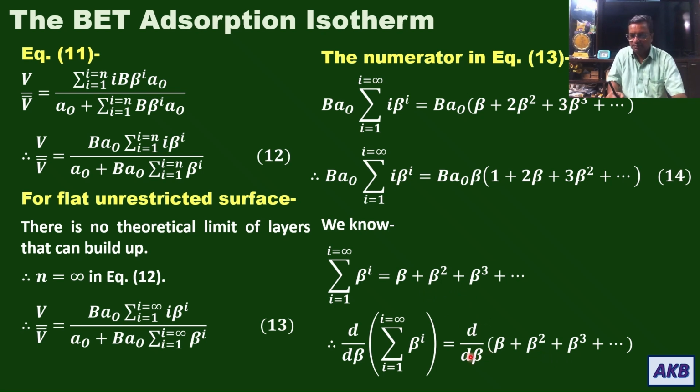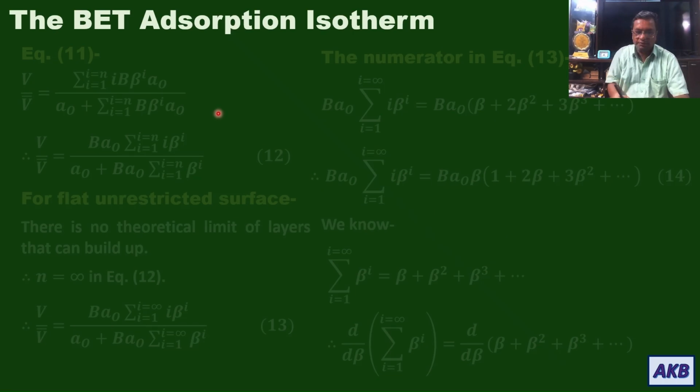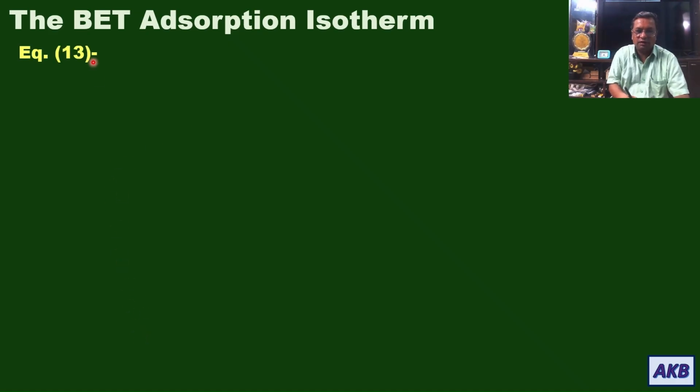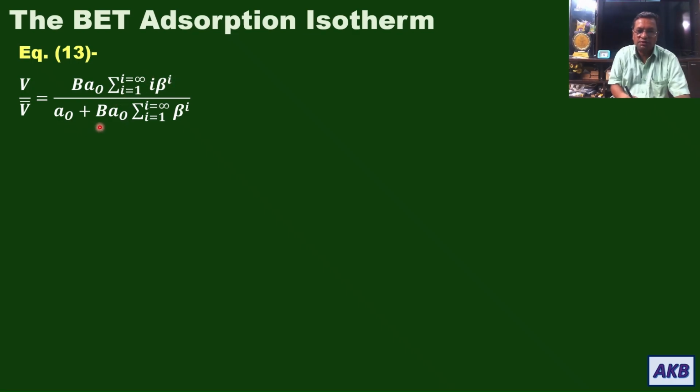So in the next step we are going to see what would be the differentiation and how we can use it in our further analysis. So we have equation 13, which is v upon v bar, that is equal to b into a naught summation of i into beta raised to i, where i goes from 1 to infinity, divided by a naught plus b into a naught summation of beta raised to i, where i goes from 1 to infinity. We were analyzing this equation, and we had started with its numerator.